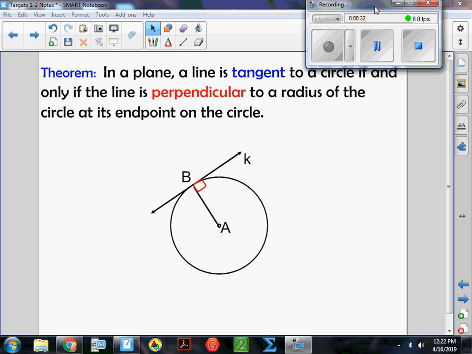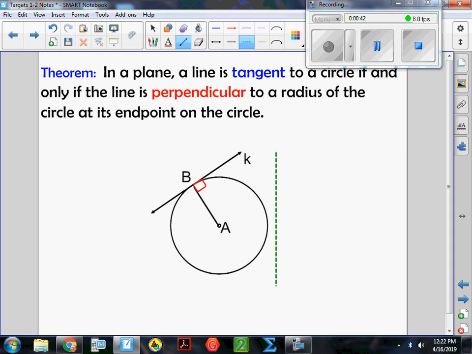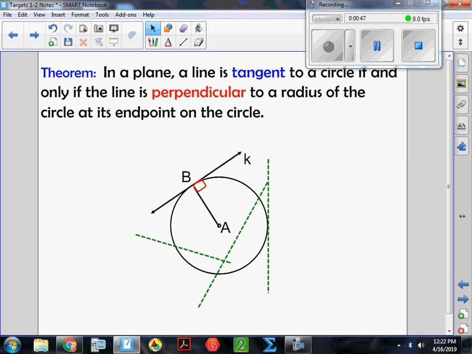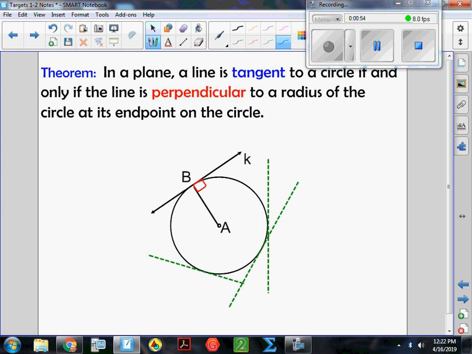It says, in a plane, if a line is tangent to a circle, then it's perpendicular to the radius. That means that anywhere I could draw a tangent line to the circle, I could also draw radii, and they would be perpendicular at the points of tangency. So this would be a right angle, this would be a right angle, this would be a right angle.